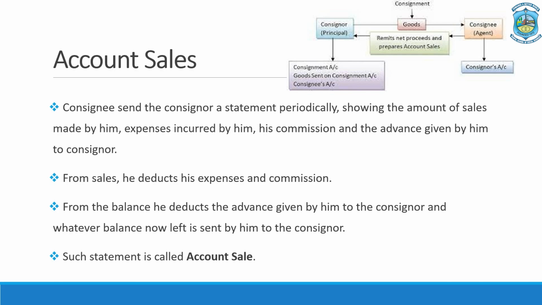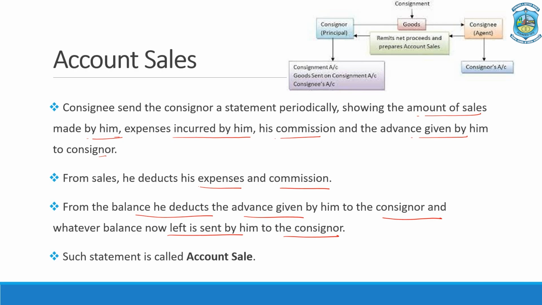Account sale is a statement that is being prepared by the consignee, and this statement is being sent to the consignor. It contains the amount of sales that are being made by him, the expenses that are being incurred by the consignee, his commission and the advance that is being given by him to the consignor. So from the sales revenue that is generated, he deducts his expenses, he deducts his commission. From the balance, he even deducts the advance that is being given by him to the consignor, and whatever balance now remains is being sent by him to the consignor.